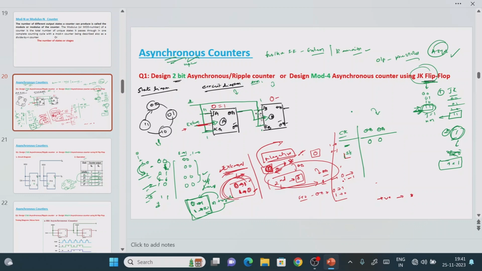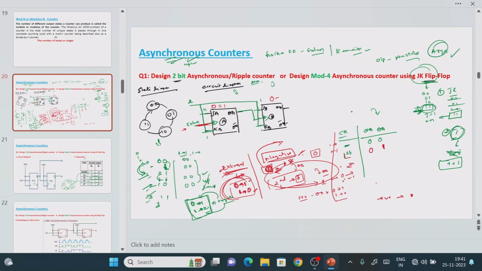Right? The 1 will go here, meaning the negative edge will not trigger for 1, so this output value will remain the same. Now what is the output of QA? The QA value is 1, which I am going to write in this table. Then the second output QB will not change because it detects 1, not the negative edge, so it is 0. The first clock pulse is completed.